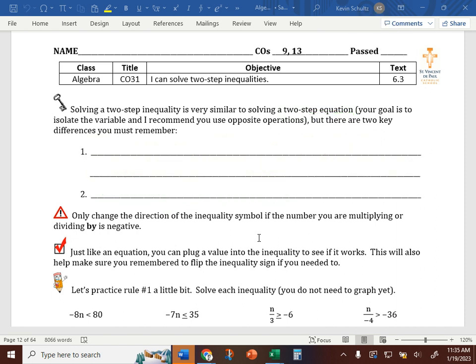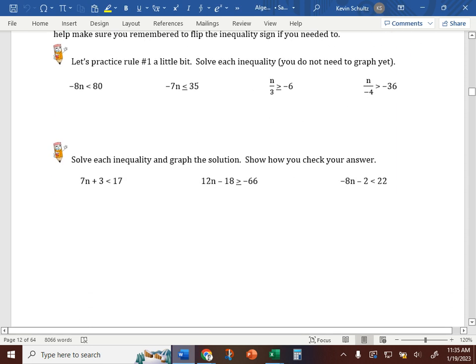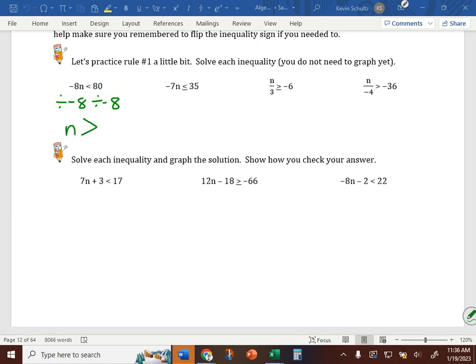Okay, let's practice. And we're going to focus on rule number 1 here. Our original inequality says negative 8n is less than 80. What am I going to have to do here to get n by itself? Divide by negative 8. And when you hear that, when you say it, divide by negative 8, that should trigger the alarm bells, the flag, everything. We're going to have to flip our inequality symbol. Okay, so instead of less than, it's now going to be greater than. Right? And we get n is greater than negative 10.